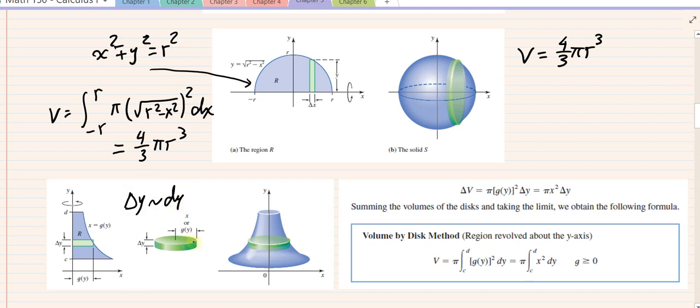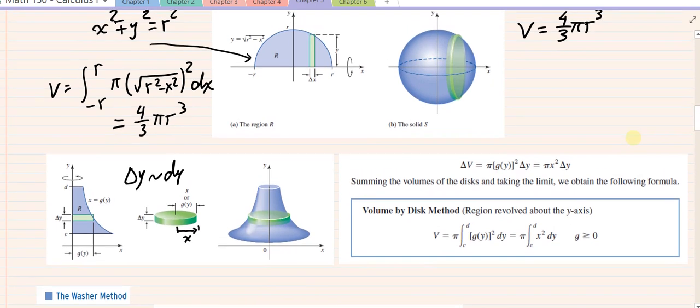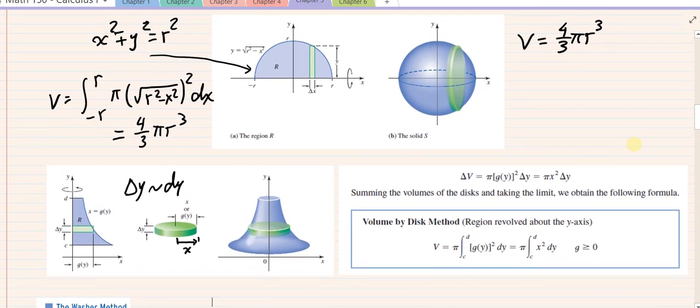And of course, the radius is given by the distance from the y-axis to the curve, and that is what g(y) is. So that distance right there, that's what x is, the radius of a disk. Okay, and of course the rotation takes place and you get this interesting solid. Okay, so if the rotation is about the y-axis, therefore we need to adjust it.